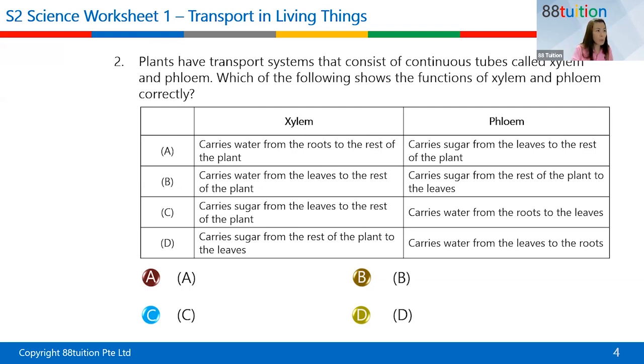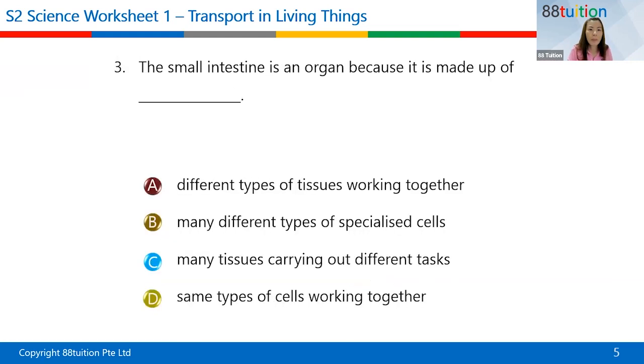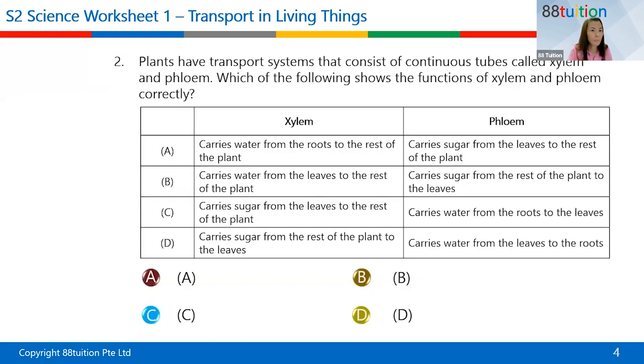If you look at this part here, just now you identified xylem as the water carrying tubes. So this is already wrong, right? So you cross it out. You're left with option A and B, right? Where will water move from? The roots to the rest of the plant.